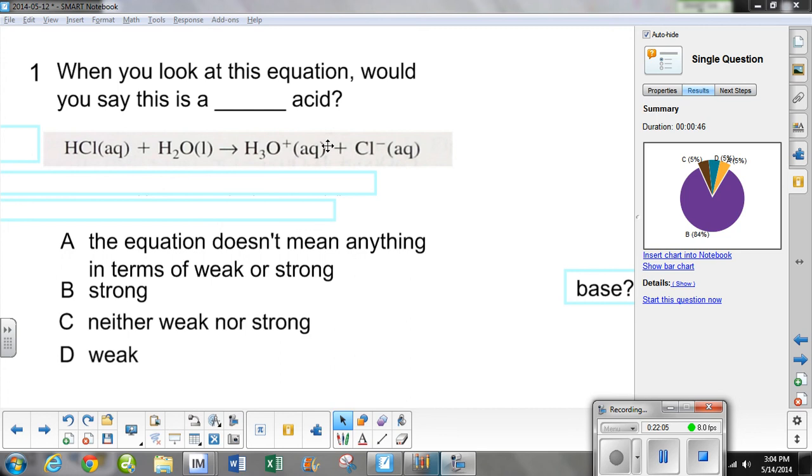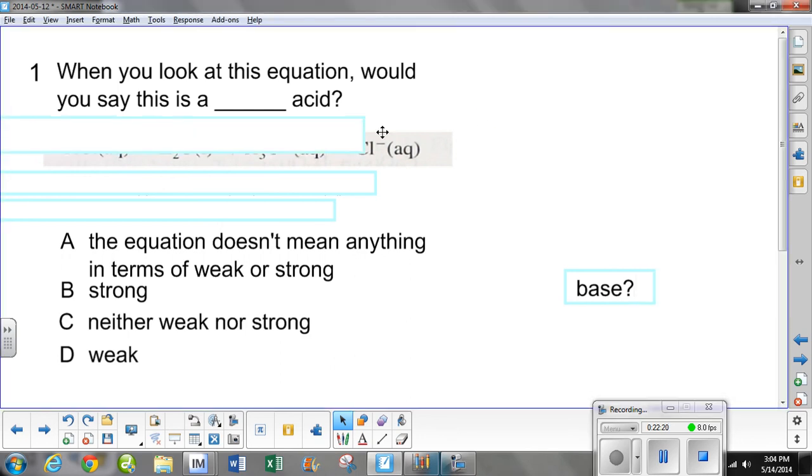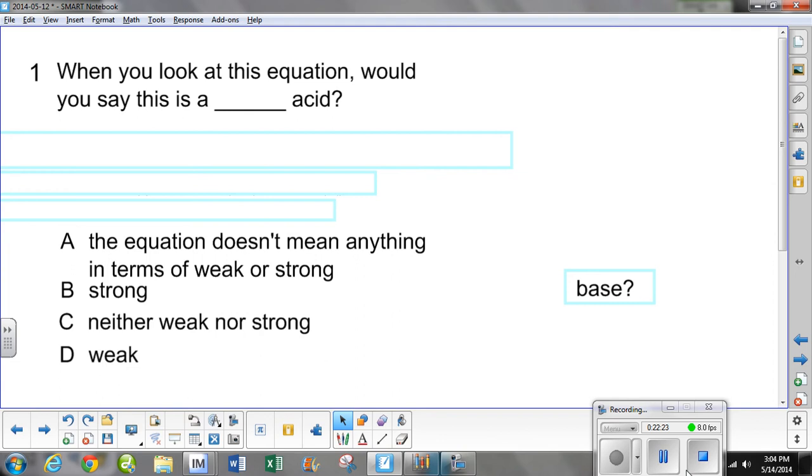Yeah, but why do we know that that's not a double, why do we know that that is a strong acid instead of a weak acid? What tells you? What's the dead giveaway? One arrow. Good. All right. Excellent. Okay, we're going to change the question.